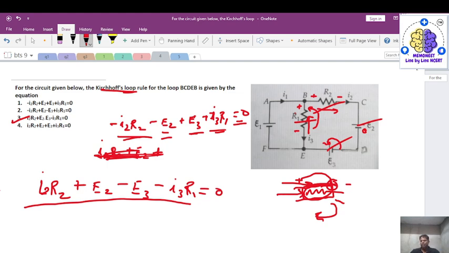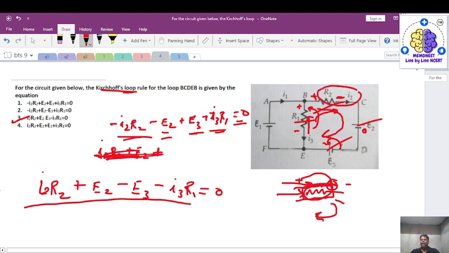Whenever current enters into a resistance, the terminal from where the current is entering, mark it as plus, and from where it exits, mark it as minus. Now when we are moving in a particular direction in a loop, whenever you are crossing any element, if you land on the negative plate, write the potential drop across it with a negative sign, and if you land on a positive plate or a positive terminal, write the potential drop across it with a positive sign, and the algebraic sum should be equal to 0, right? So this is Kirchhoff's loop rule.